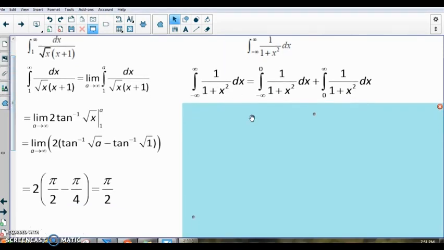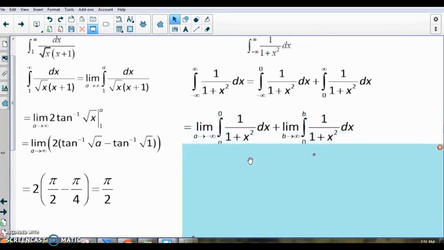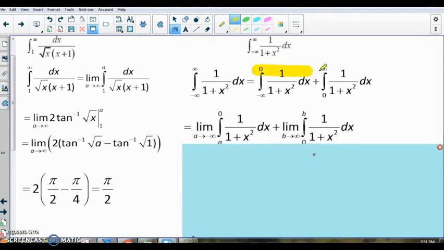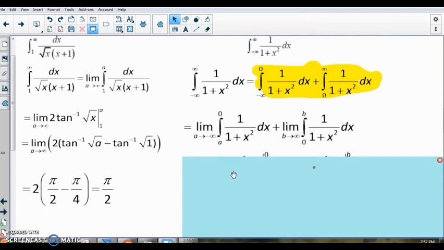Okay, so now I'm going to rewrite it again involving limits. So this part on the right-hand side is what we're looking at here. I'm just dealing with this stuff here, which has now been rewritten as the limit as A goes to negative infinity from A to 0 of that function, plus the limit as B goes to infinity from 0 to B of the same function.